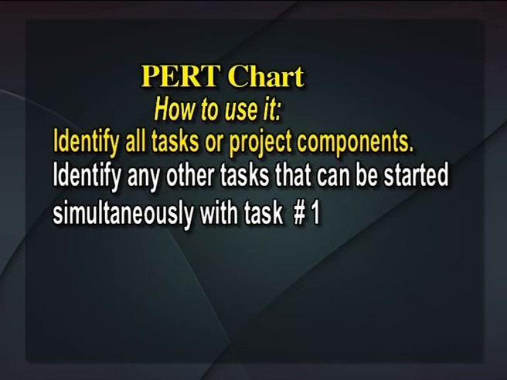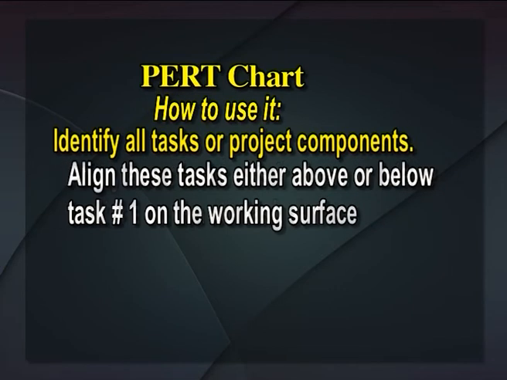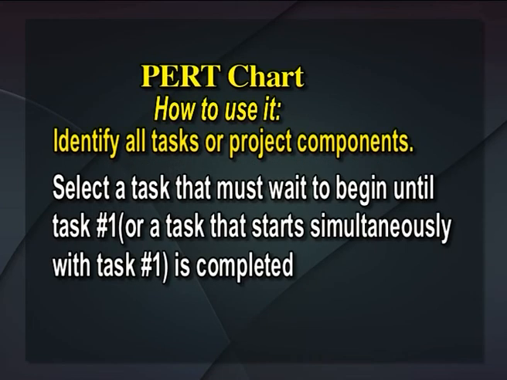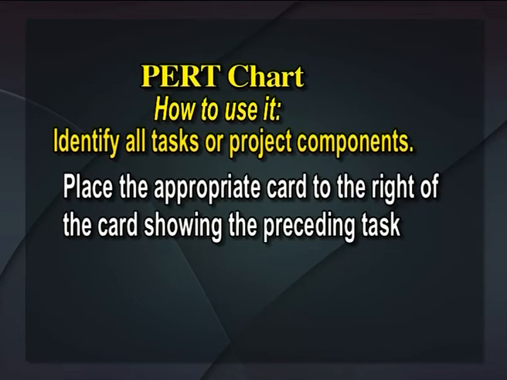Identify any other tasks that can be started simultaneously with task 1. Align these tasks either above or below task 1 on the working surface. Identify the next task that must be completed. Select a task that must wait to begin until task 1 or a task that starts simultaneously with task 1 is completed. Place the appropriate card to the right of the card showing the preceding task.